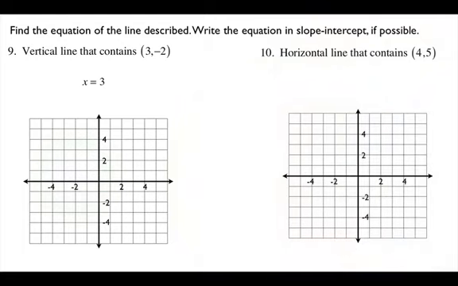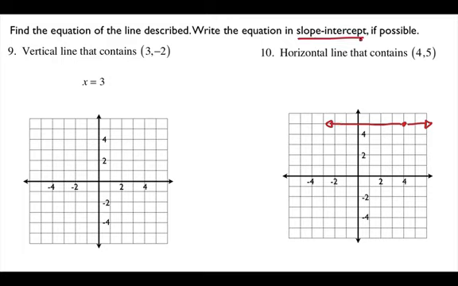For number 10, you have a horizontal line that contains the point 4, 5. Again, so we can understand this problem a little better, let's graph the information. So I have the point 4, 5, which is right here, and I know I have a horizontal line that goes through this. So this is the graph, but I don't need the graph, I just need the equation in slope-intercept form.